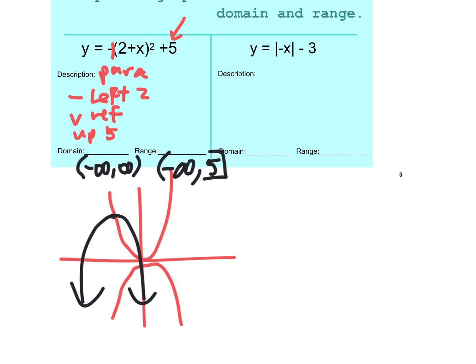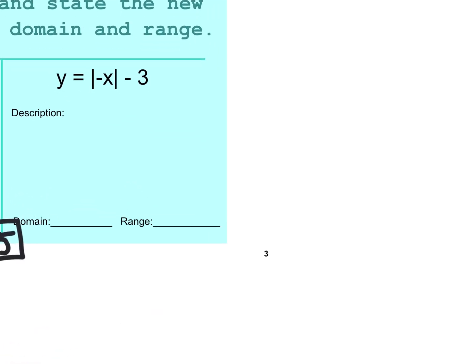All right, try this one in the corner, and if you get this, you've pretty much got today's lesson. Sketch it so that you can make the domain and range.